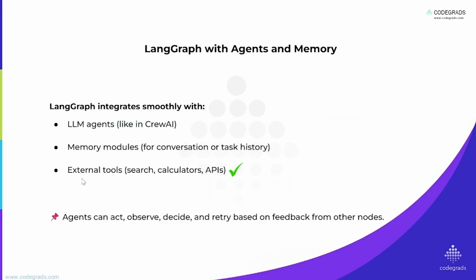It also integrates smoothly with external tools like calculators or APIs, like previously we have seen the SERP API. So we can also connect the external tools here, as well as memory modules and LLM agents. Now agents can act, observe, decide, and retry based on feedback from other nodes. Whenever a particular node is executed, that means if we are using a particular agent in a particular node, after getting the output from that agent, the agent basically acts, observes, decides, and retries based on feedback which is provided from the previous node or the other node.